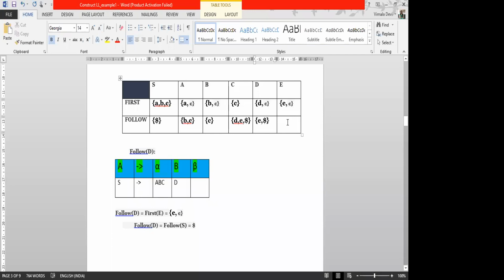Similarly, tell me what is follow of E. If you try to compute follow of E, actually after E there is no symbol to follow. So follow of E is equal to follow of S, which is nothing but dollar. Very good.